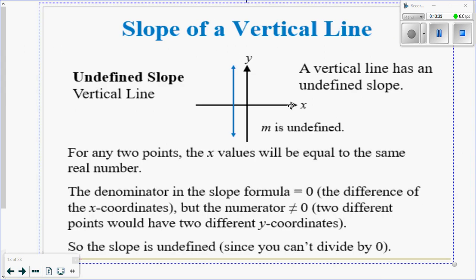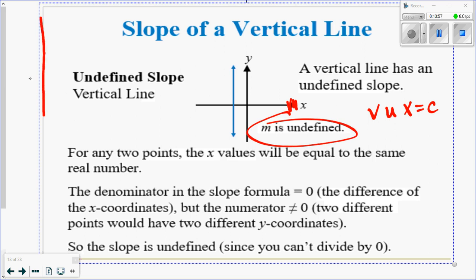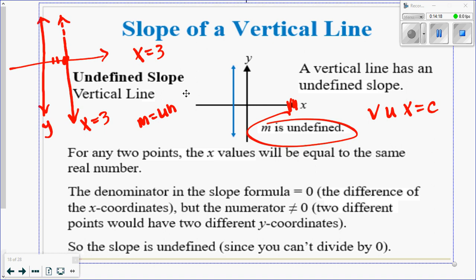Vertical lines, that's where the VUX that we talked about comes in. Vertical lines have an undefined slope, and their equations are always x equals some constant. So anytime you see x equals, if I use our same example of x equals 3 instead of y equals 3, you go to the x-axis and you find 3, and you're going to draw a vertical line. It will be parallel to the y-axis. So this is x equals 3, and the slope is undefined.